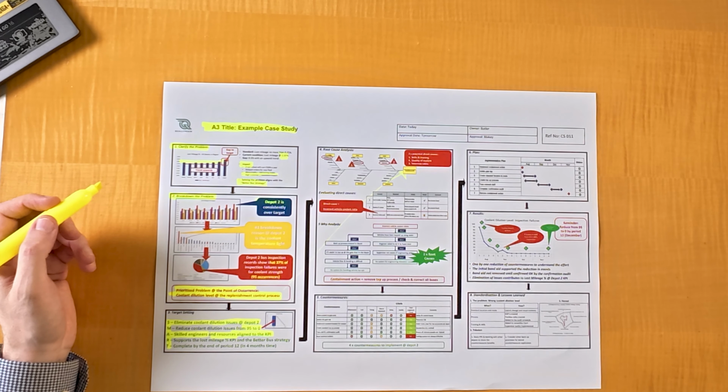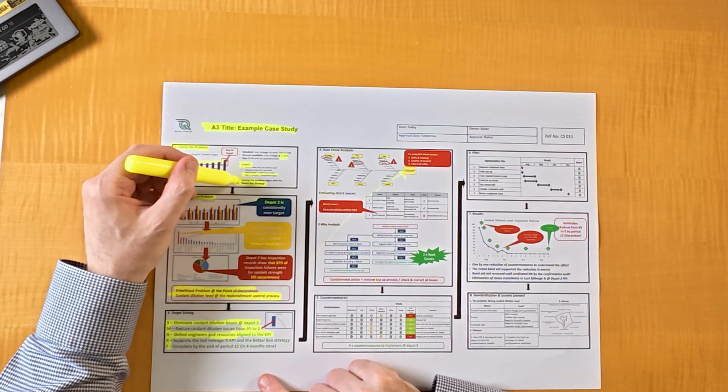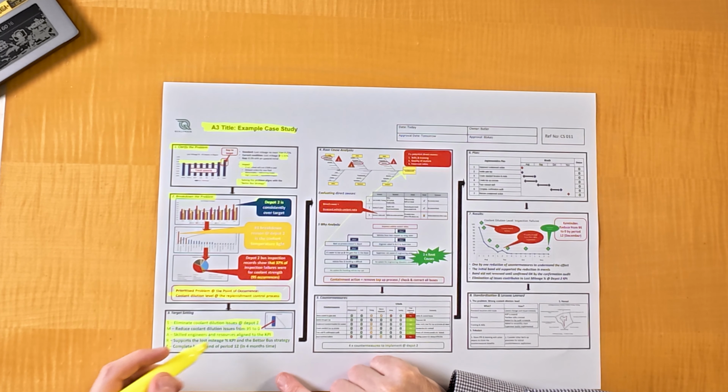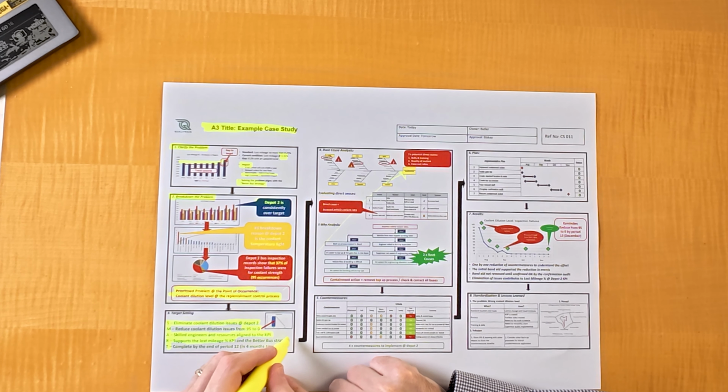R, relevant. Is it relevant? And what that means is, does it align to the business strategy? Is it important to fix this problem? And as we saw earlier in box 1, solving this problem helps to improve and reduce lost mileage, which is a main output KPI, and it aligns with the better bus strategy. Yes, it is relevant. It is a problem we want to fix.